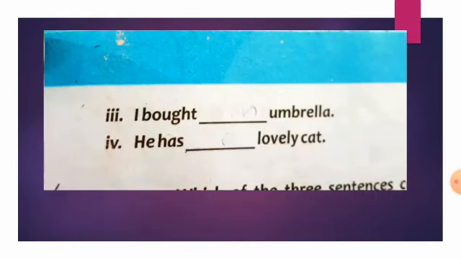Number 3, I bought an umbrella. Now here we have a vowel, so we will use an. He has a lovely cat. It makes sense, and it has a consonant, so we have used a.